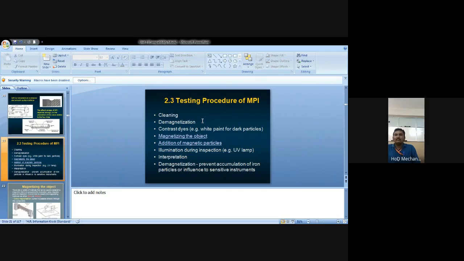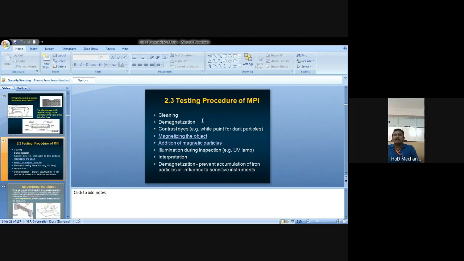Then we have to magnetize the given testing specimen, and add the magnetic particles on the surface of the specimen we have to inspect. Another one is the illumination during the inspection, for example, an ultraviolet lamp, so the defect can be checked easily with the naked eye. So we use a UV lamp for inspecting the defect in the testing specimen.